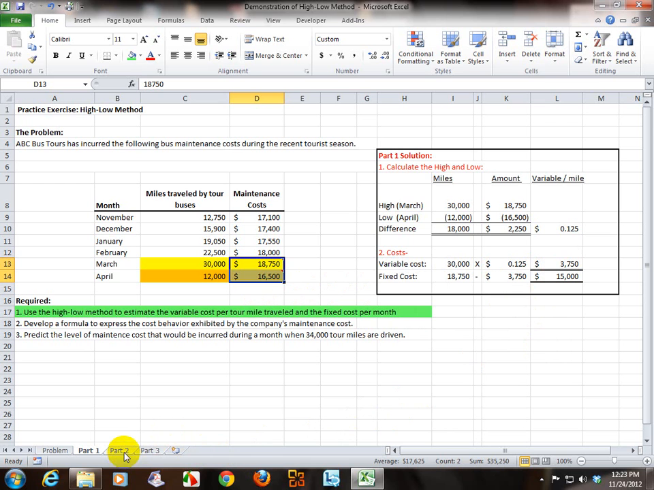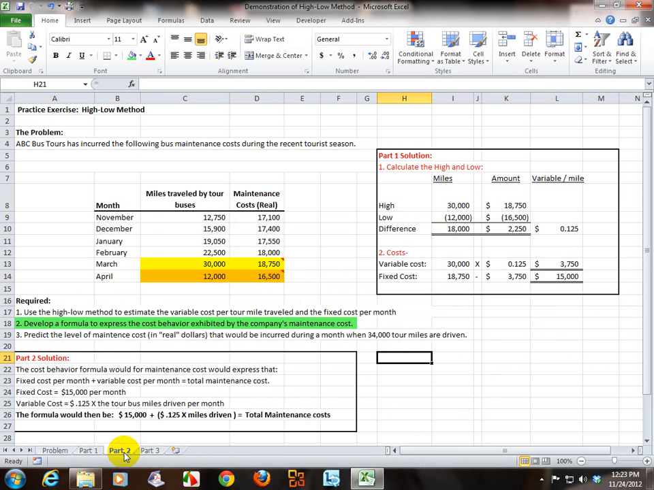So in part two, we're going to translate what we just did into a formula. The cost behavior formula for determining the maintenance cost would be fixed cost per month plus the variable cost per month. The fixed cost we know to be $15,000 per month. If we take the variable cost at 12.5 cents per mile times the miles driven in any month, that will determine the variable cost for that specific month. So the formula would be $15,000 plus 12.5 cents times the miles driven in that month, which equals the total maintenance cost for that month.